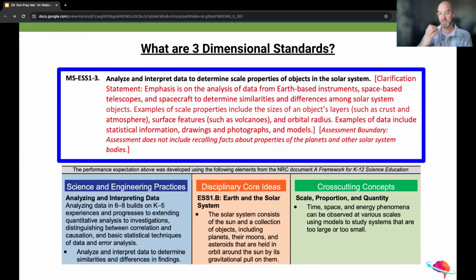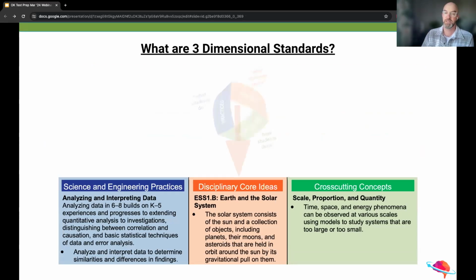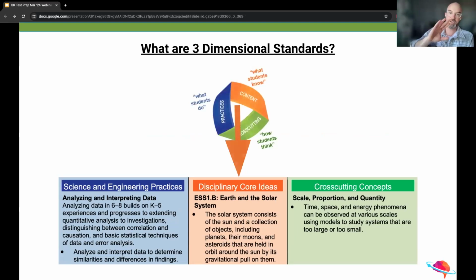And now within that three-dimensional standard, within that performance expectation, there are three things that are baked in. And so typically we see these referred to with a diagram that looks like this. So there's the DCI, that's what students know, that's the knowledge, it's stuff that we've been teaching for a long time. And when I was a student in classrooms, this was the only thing that we did. We just memorized and knew a bunch of things. But things have changed now.